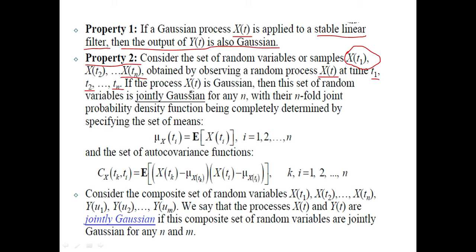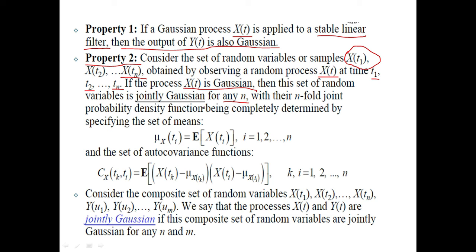Then if the process x of t is Gaussian, then the set of random variables is jointly Gaussian. Means if all the events have a joint probability, it will be given as jointly Gaussian for any parameter n with their n-fold joint probability density function.